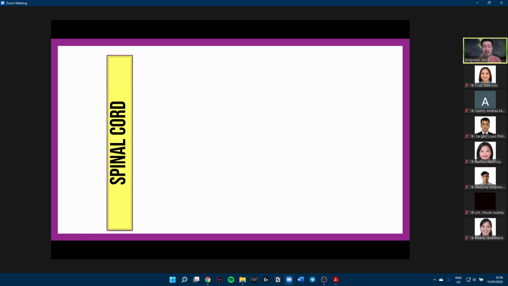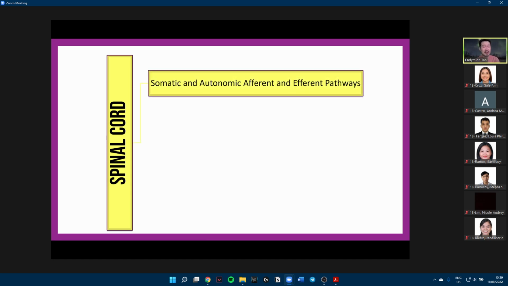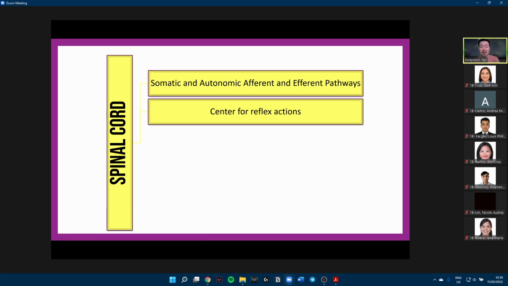As an overview lang, because you learn more of the spinal cord in the motor system. The spinal cord is important for the somatic and autonomic afferent and efferent pathways, so muscles, voluntary and involuntary in the autonomic nervous system. Center for reflex action, like a myotatic stretch reflex, which we learn in detail in motor system. Example of a myotatic stretch reflex is the patellar reflex. You tap on the patellar tendon, it sends impulses to the spinal cord. Hindi na kailangang isipin pa, automatic sa spinal cord level, meron ka ng reflex action. The reflex arc is completed.